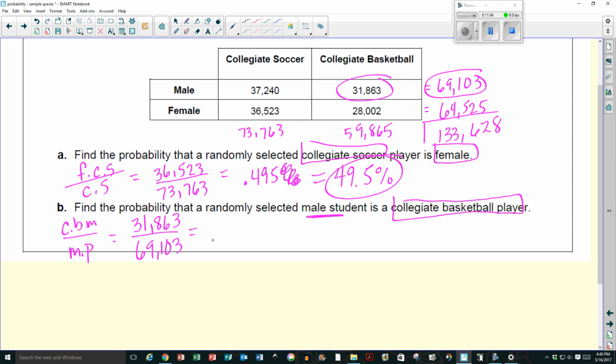So what is that? It comes to 0.461 or 46.1%. So here it says to randomly select a male. So you want to only look at your male students. So that would be all of these. But we want him to play basketball, so you have to choose from the males. So 31,000 out of 69,000 is about 46%. So you have a 46% chance.